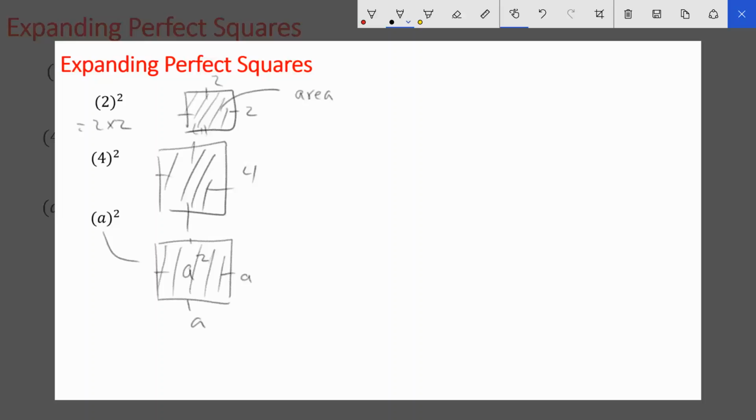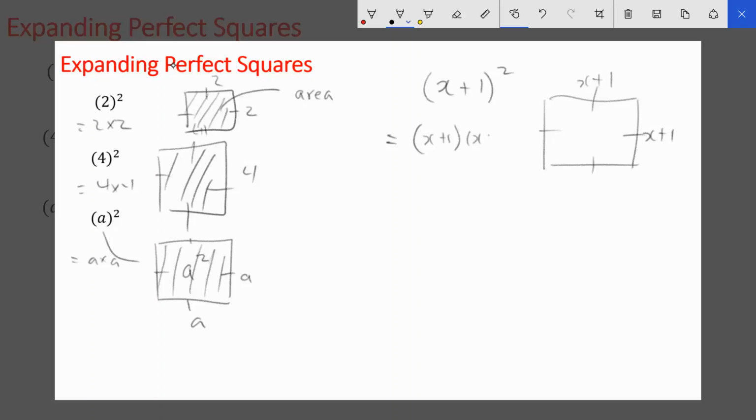That's why when you do, let's say, expansion of, for example, 2x, actually I'll make it easier, I'll do x plus 1 squared. There's no difference here. What you're saying here is you're saying this. You're saying it's a square with a length of x plus 1 and x plus 1. Just like you did up here, you said that's 2 times 2, this is 4 times 4, this is a times a, then this has to be x plus 1 times x plus 1, and then you expand this using distributive law.